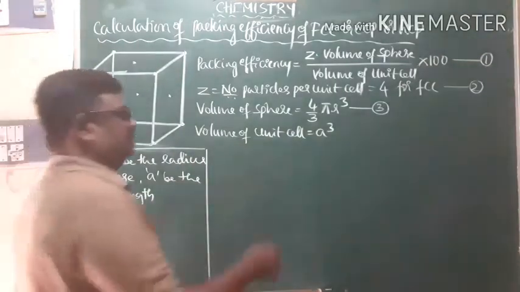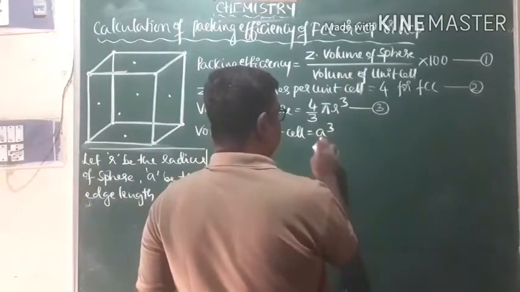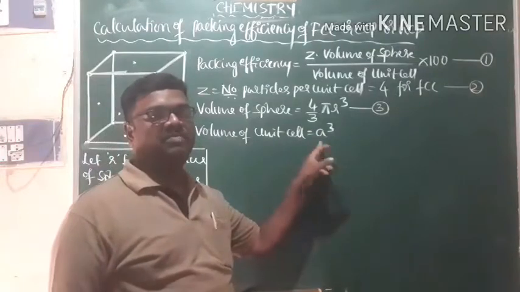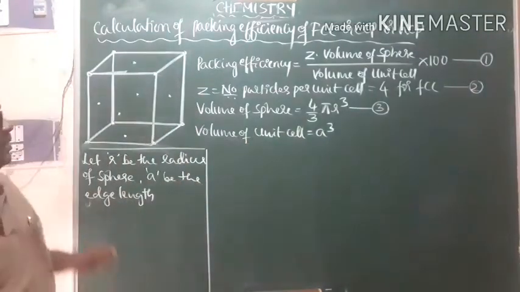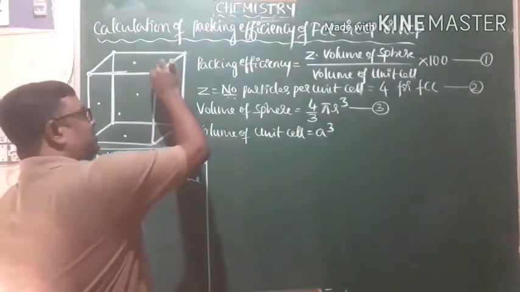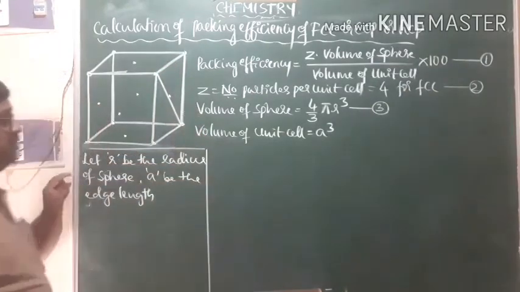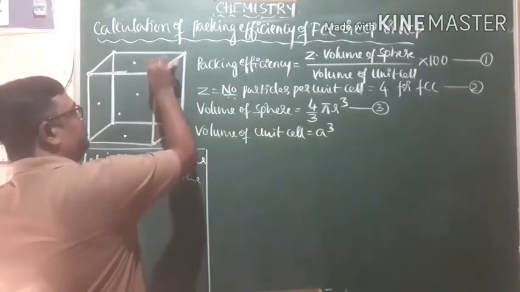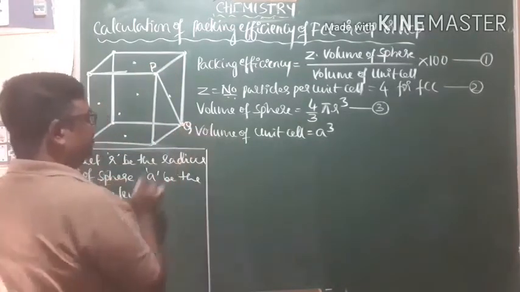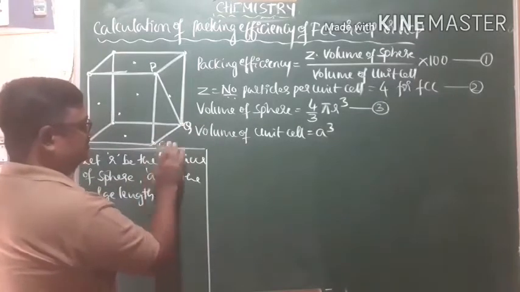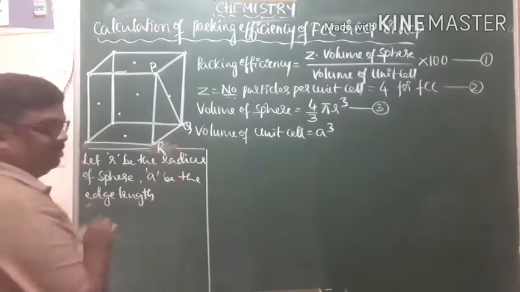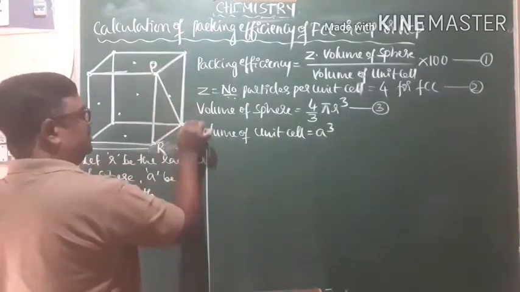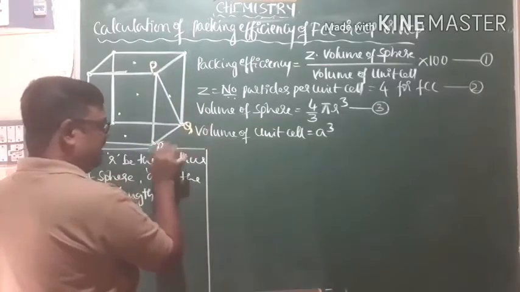But to calculate packing efficiency, you have to express A in terms of R. That is, the edge length of the unit cell should be expressed in terms of the radius of the sphere. For that purpose, you consider one face diagonal of FCC. I represent the points: this point as P, this as Q, this as R.